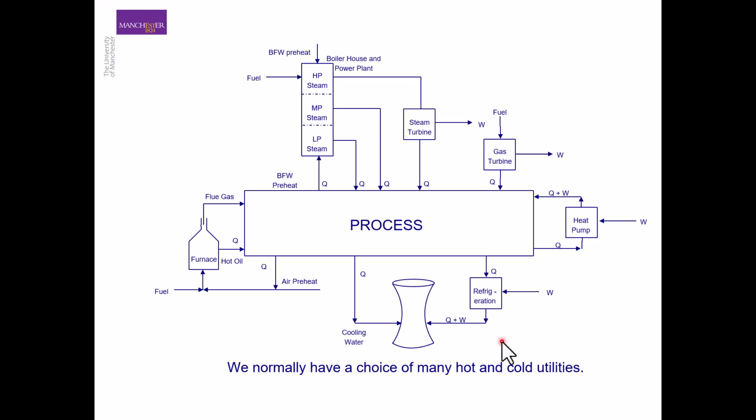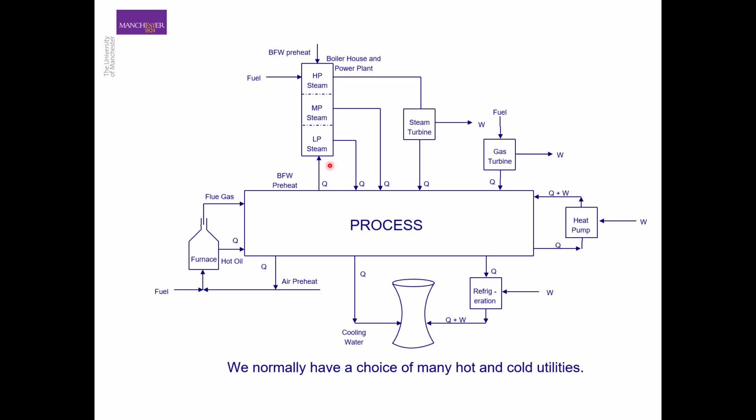So we have a choice of many different types of hot utilities or cold utilities, and we will be looking at these in a bit more detail as we move through the lecture. We may just provide one type of utility, or we might want to combine different utilities. For example, we talked about MP steam and a combination of HP and LP steam. And this all depends on the process requirements of our system and what level of heat utility we require.